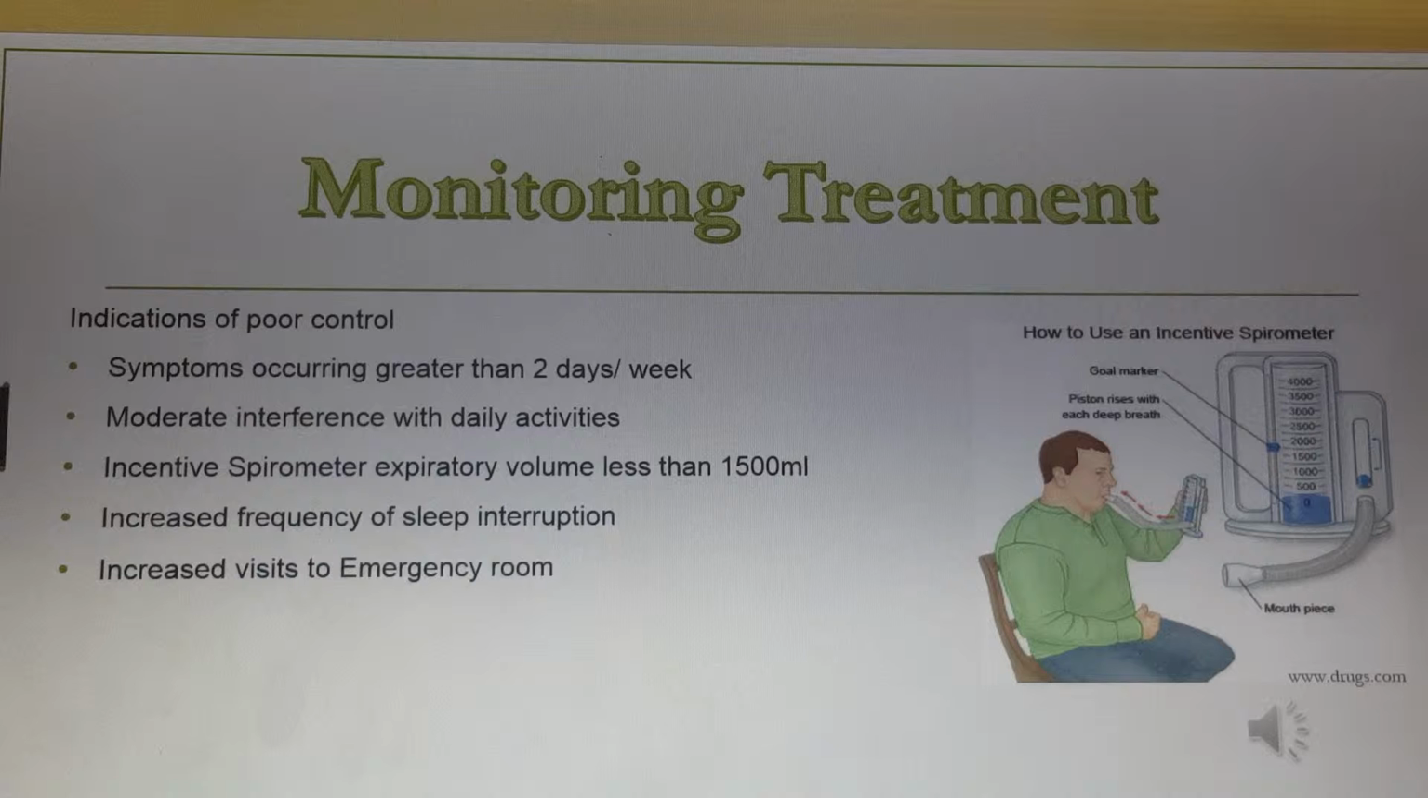Indications of poor control are if you have to use your short-acting inhaler greater than 2 days out of the week, if it starts to interfere with your daily activities, or if you use an incentive spirometer and your volume is less than 1,500 milliliters or less than your normal best expiration. Other signs are increased frequency of sleep interruption and increased visits to emergency rooms.